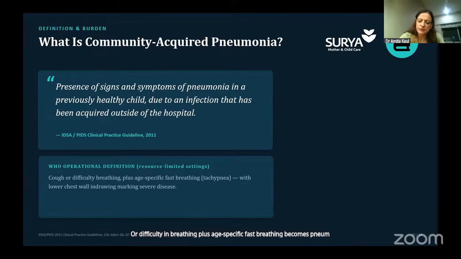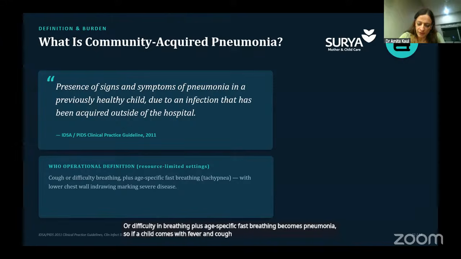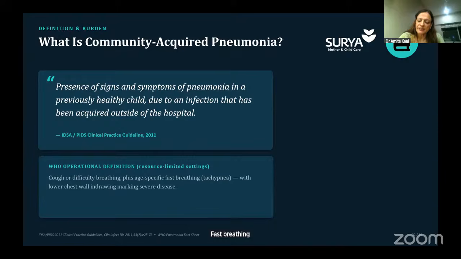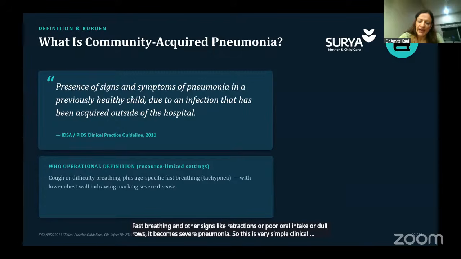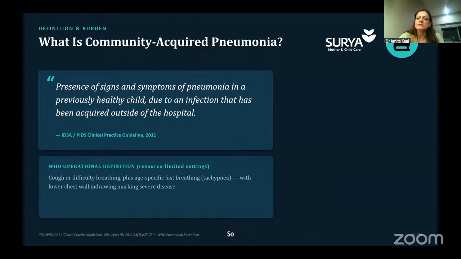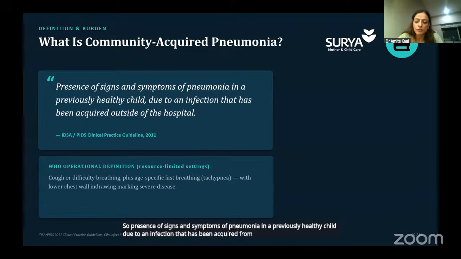So if a child comes with fever and cough, there's no pneumonia. If the child comes with fever, cough and fast breathing, it is pneumonia. And if the child comes with fever, fast breathing and other signs like retractions or poor oral intake or dull, drowsy, it becomes severe pneumonia. So it's a very simple clinical diagnosis. So presence of signs and symptoms of pneumonia in a previously healthy child due to an infection that has been acquired from the community outside the hospital. So that is how we define a community acquired pneumonia.